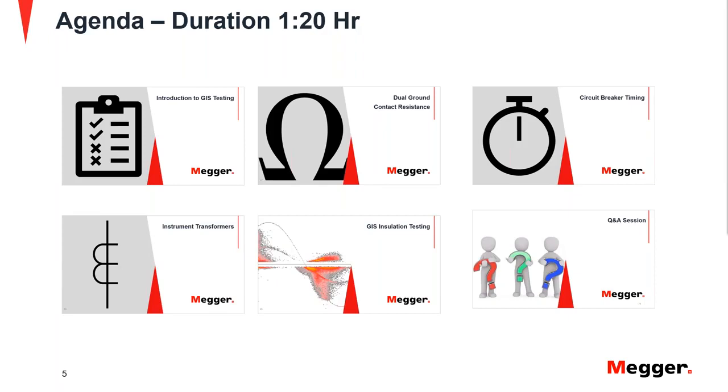You may have plans, so we're going to be covering a little bit of introduction to GIS testing. Then we're going to move on directly into some of the tests that we are mentioning in this presentation. So we're going to talk about contact resistance, circuit breaker timing, and instrument transformer testing, and then the last portion of the presentation is GIS insulation testing. I'm going to be presenting up to the dual ground contact resistance. Daniel is going to do the circuit breaker timing and the instrument transformers, and the last section is going to be given by Charles Nybeck.